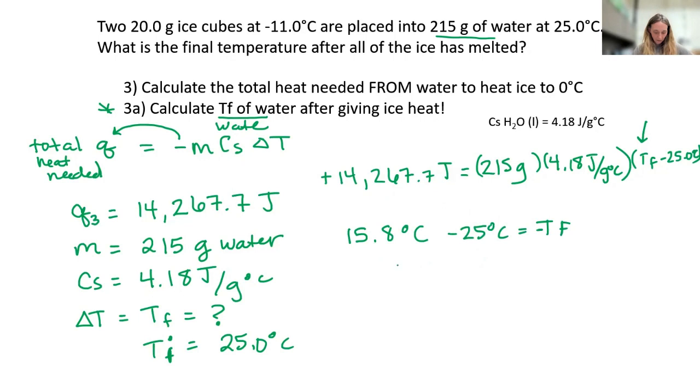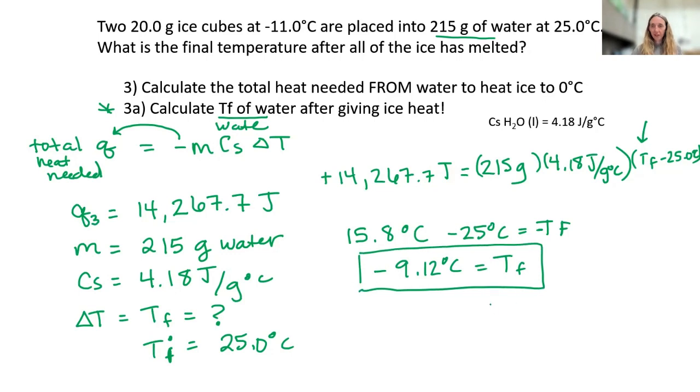So 15 minus 25 is a negative 9.12 degrees Celsius, and that is going to be our final temperature. And that's the final temperature of the water. Oh, whoops, sorry, that's a negative there, right? I missed my negative. So double check, make sure you're paying attention to your negatives. That's going to become positive. So positive 9.12 degrees Celsius, right?